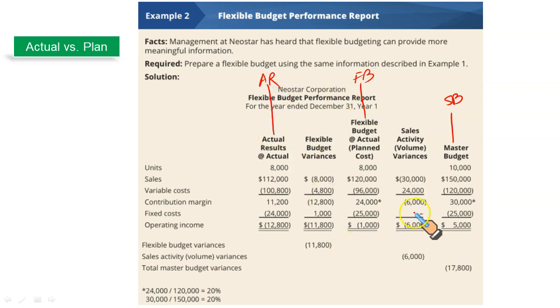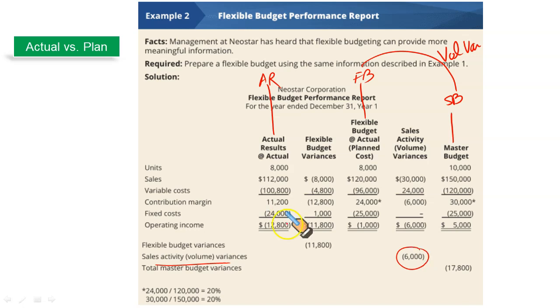If you make this comparison between the flexible budget and the static budget, this will reveal the volume variance, given right here. That is 1,000 negative, 5,000 positive, so there is 6,000 adverse. This is the volume variance, it is adverse.